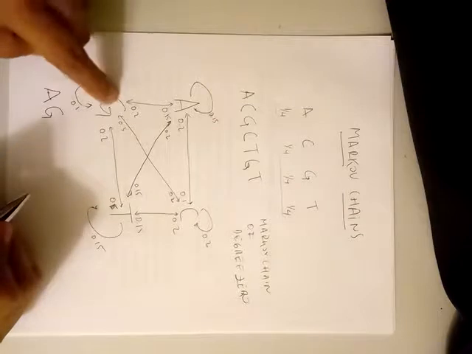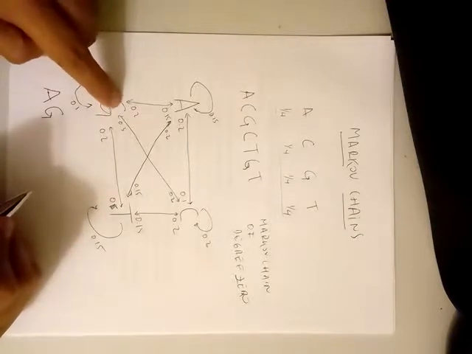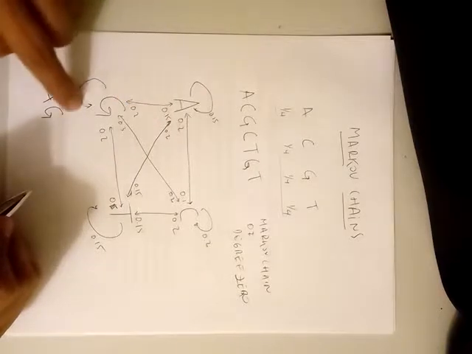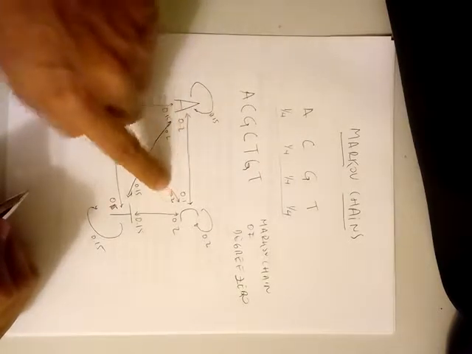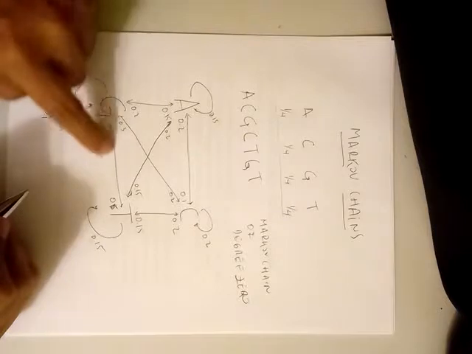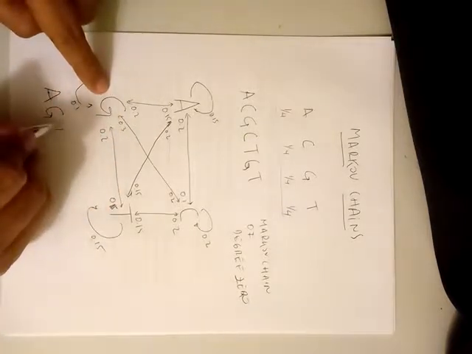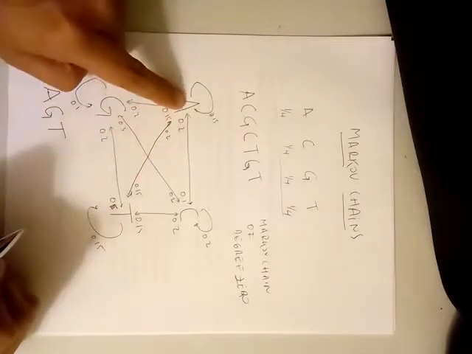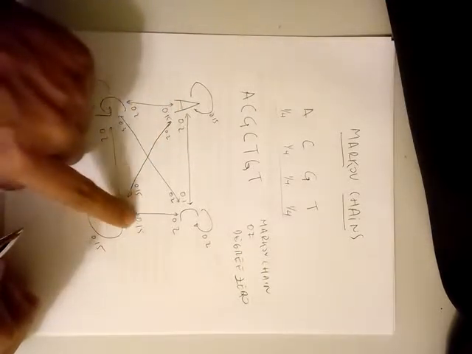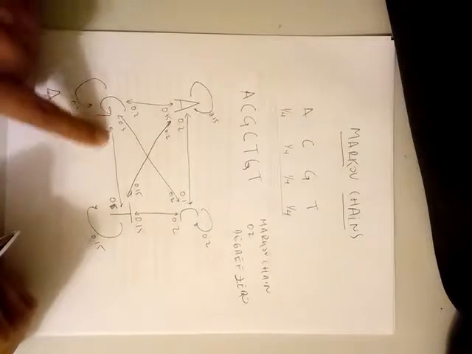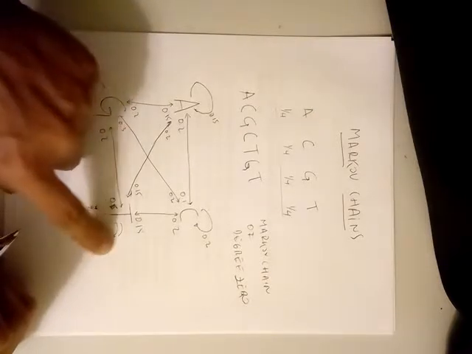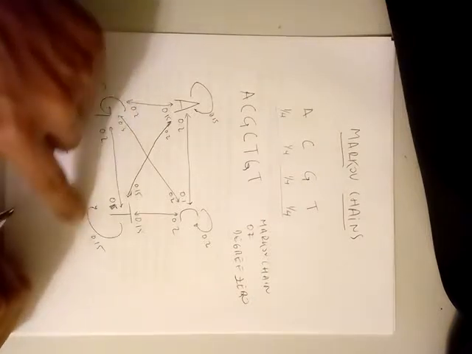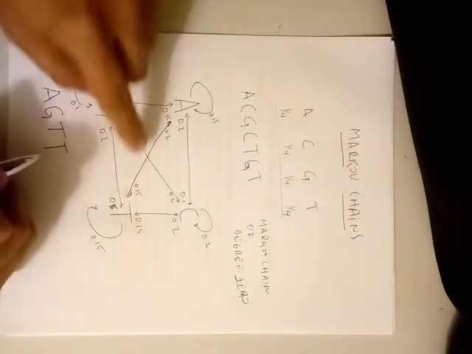Now that I'm in G, the same situation happens. From G, I go to A with a probability of 0.15, back to G with 0.1, to C with 0.2, and I go to T with 0.15. Let's say it's T. Now I'm in T. So from T, I could go back to A 0.2, to C 0.2, to G 0.2, or back to T with 0.15. Let's say it went back to T. So we did this, and so on and so forth, right?